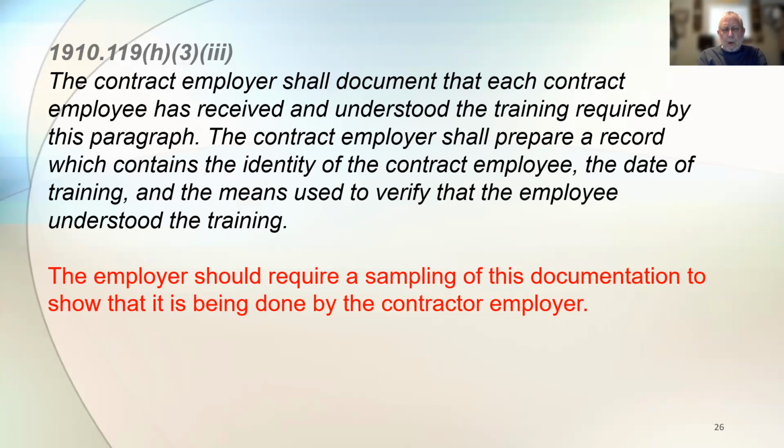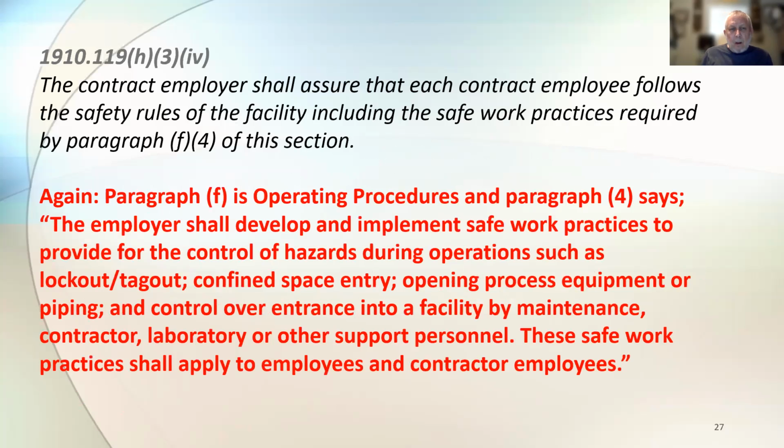Again, the employer should require a sampling of this documentation to show that it is being done by the contract employer. The contract employer shall assure that each contract employee follows the safety rules of the facility, including the safe work practices required by paragraph F4 of this section. There it is again. It says the employer shall develop and implement safe work practices to provide for the control of hazards during operations, such as lockout, tagout, and so on, I'll finish it. But these safe work practices shall apply to employees and contractor employees.